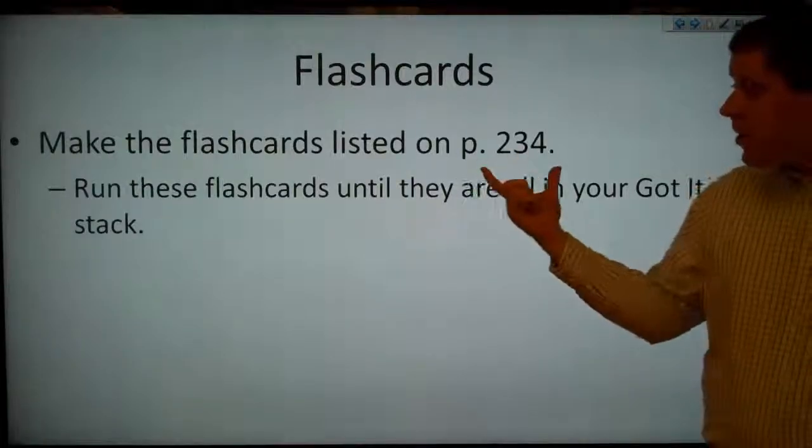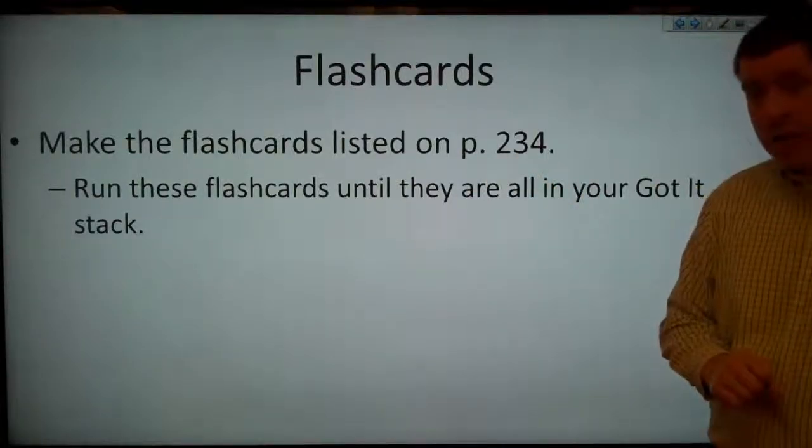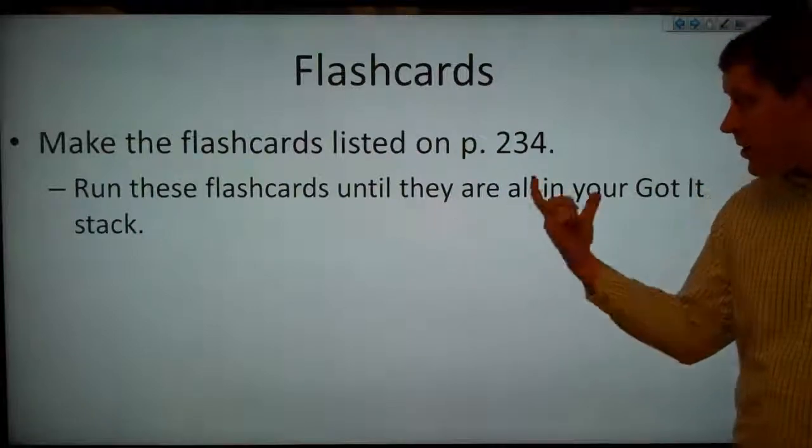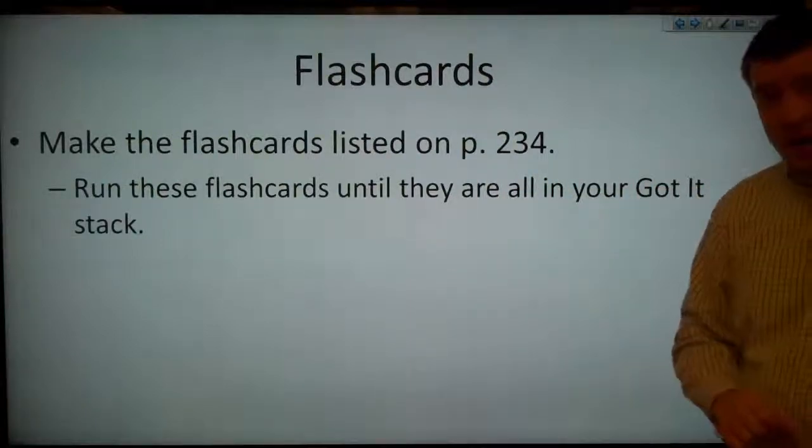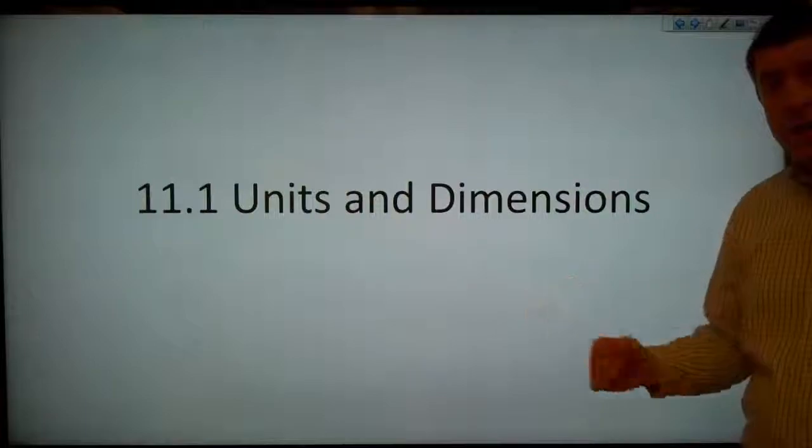So make the flashcards listed on page 234 of the textbook and run these flashcards until they're all in your got 'em stack. So that was units and dimensions.